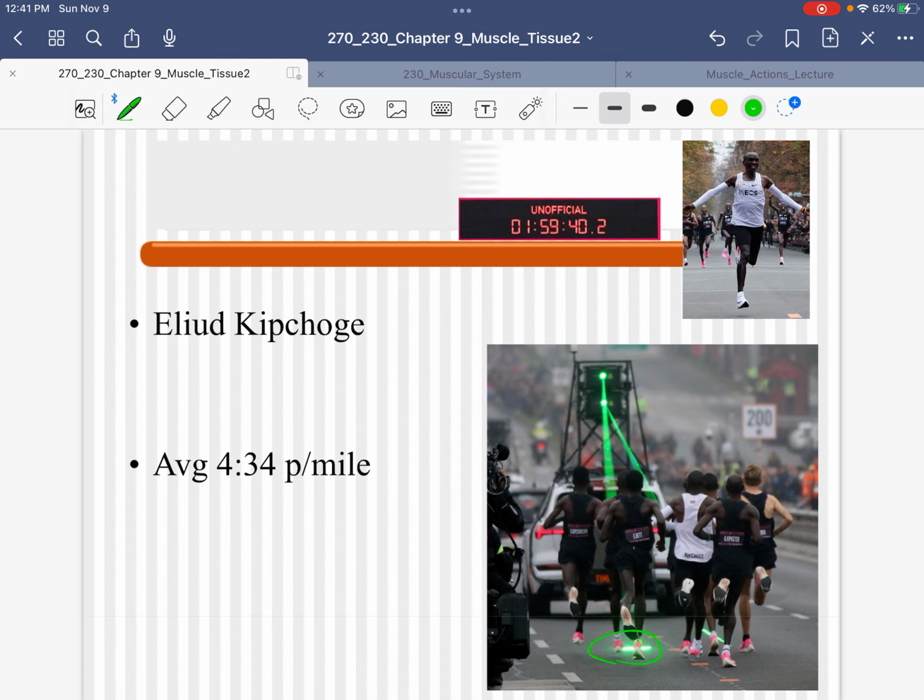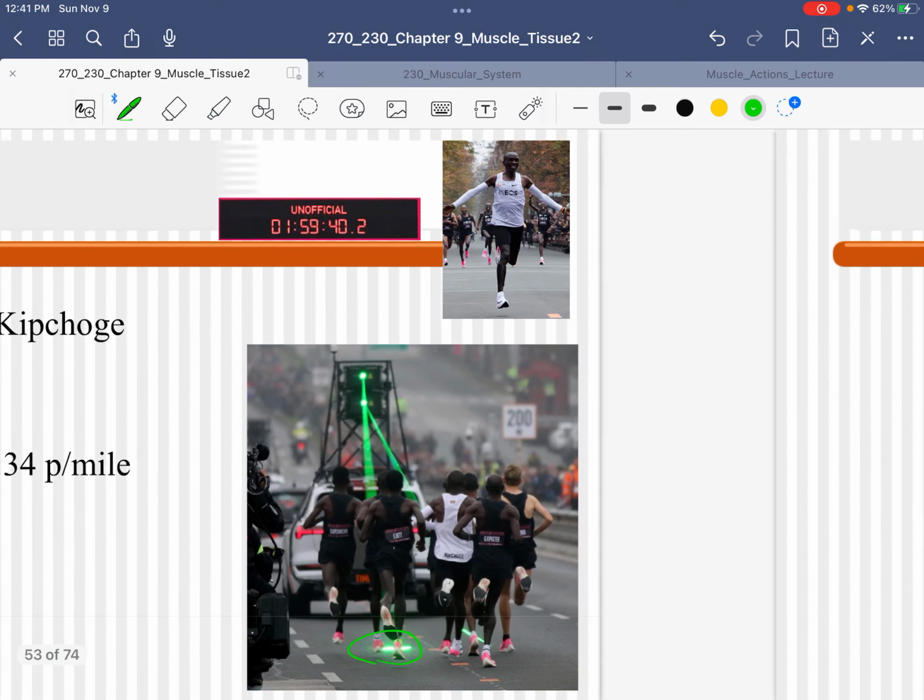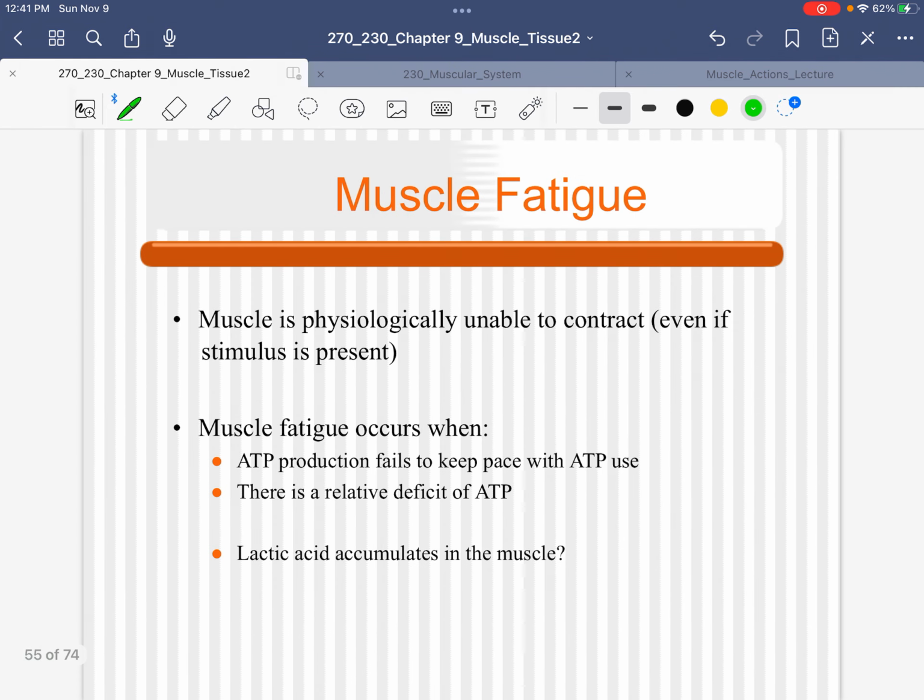You can see the car shining the light there to make sure that he did not veer from the shortest possible distance. Quite a feat. That is an average pace per mile of 4 minutes and 34 seconds, which is insane.